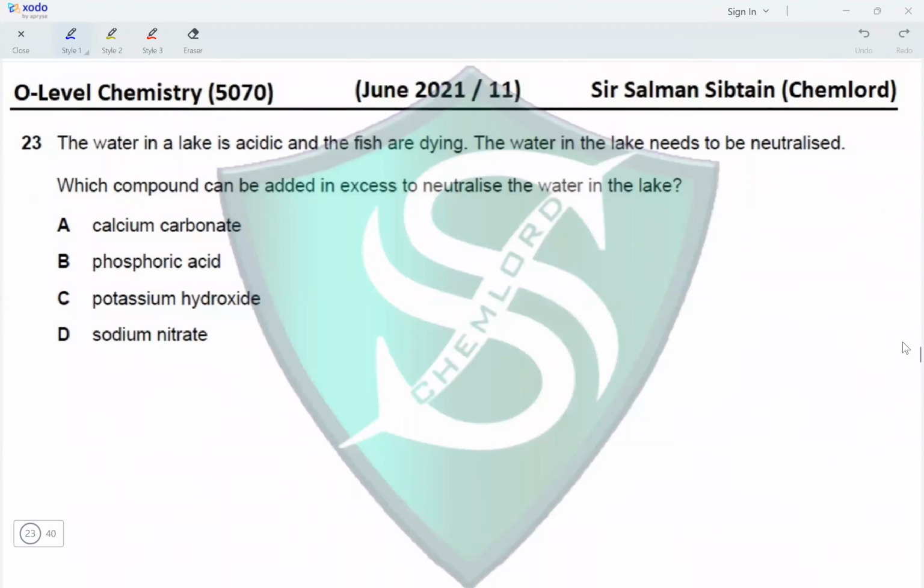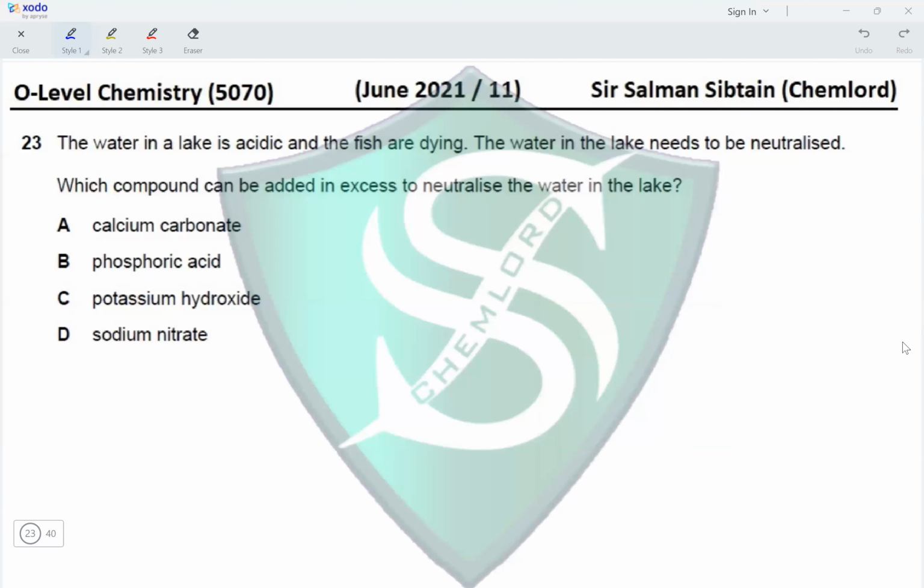Question 23. The water in a lake is acidic and the fish are dying. The water in the lake needs to be neutralized. Which compound can be added in excess to neutralize the water in the lake? So we need to add a base, right? Now we also need to be careful that whatever we add does not affect the fish present, because if we carry out a very exothermic reaction, it would destroy the aquatic life.